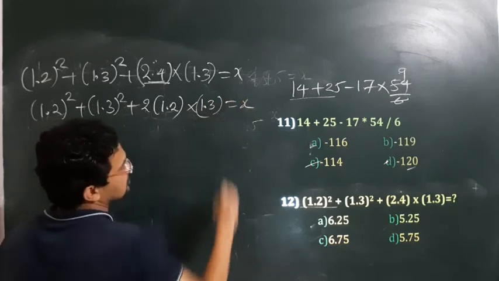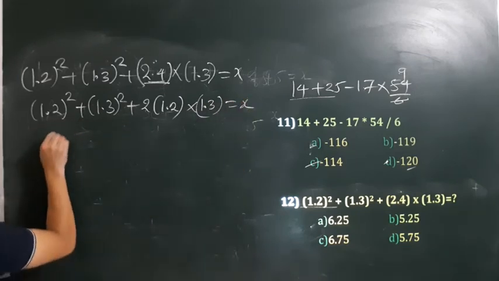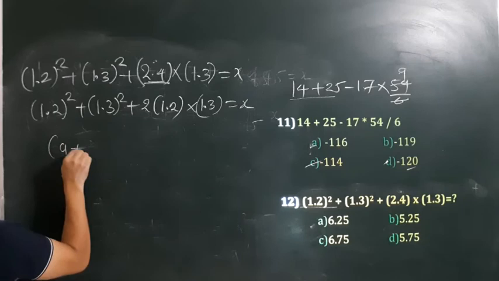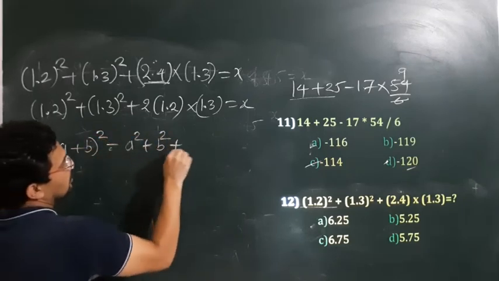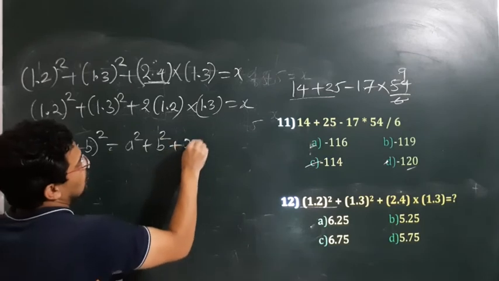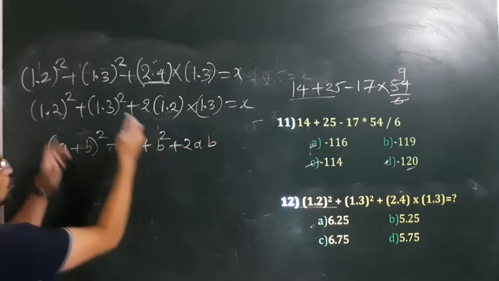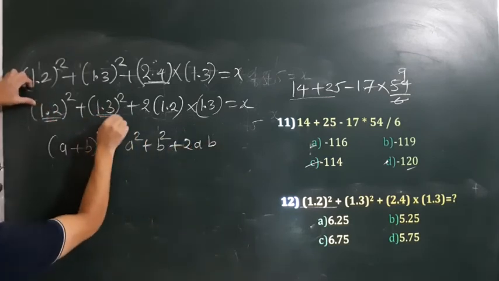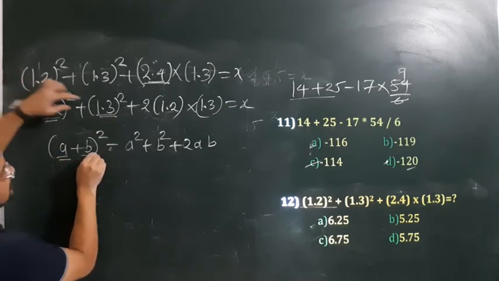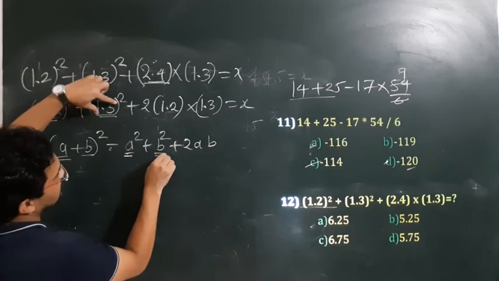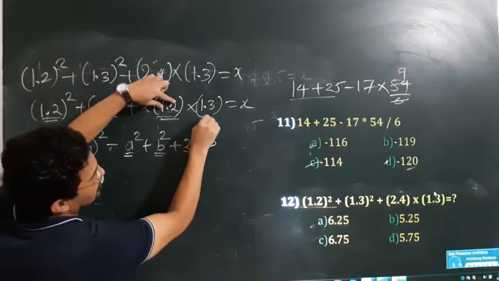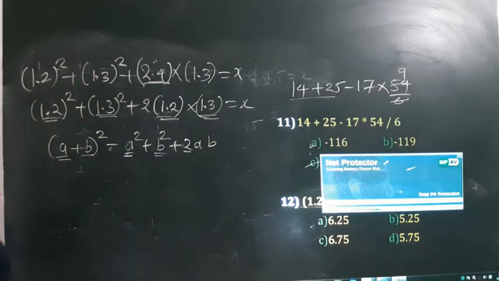Now remember this equation: a plus b the whole square is equal to a square plus b square plus 2a into b. Now look at this equation: this is a, this is b. Like a square, b square, 2a into b, 2a into b, correct?